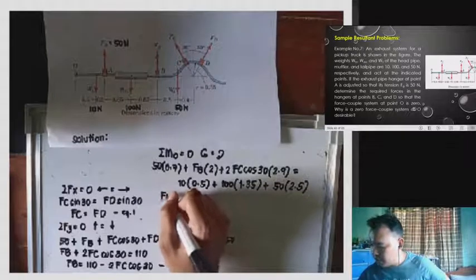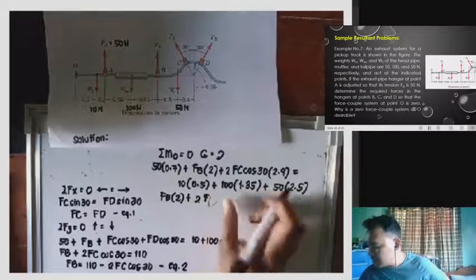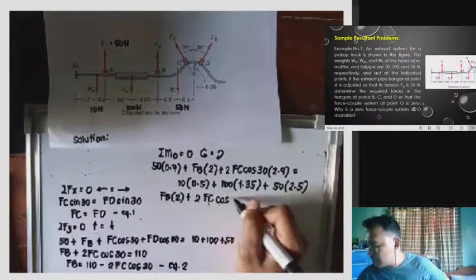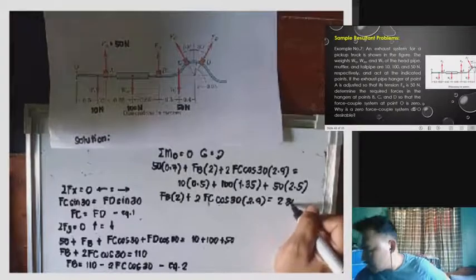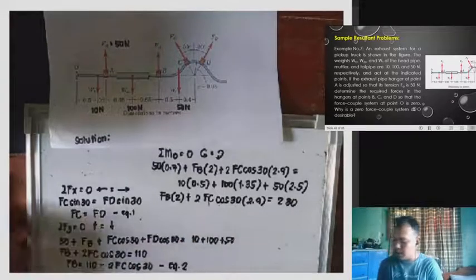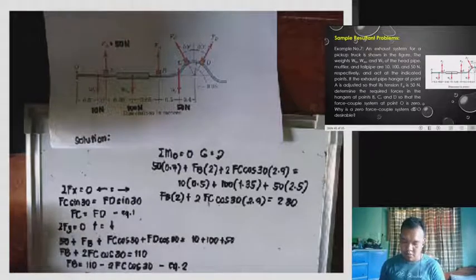Therefore, FB times 2 plus 2 FC cosine 30 times 2.9 is equivalent kay 230. And FB is ito. So, lalabas dyan 110 minus 2 FC cosine 30 times 2 plus 2 FC ulit cosine 30 times 2.9 equals 230. Then, shift solve na lang natin para lumabas yung value.